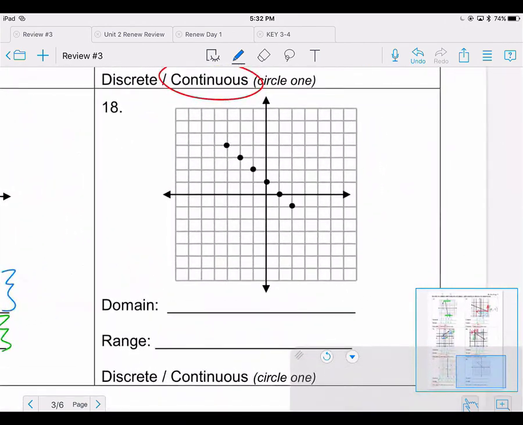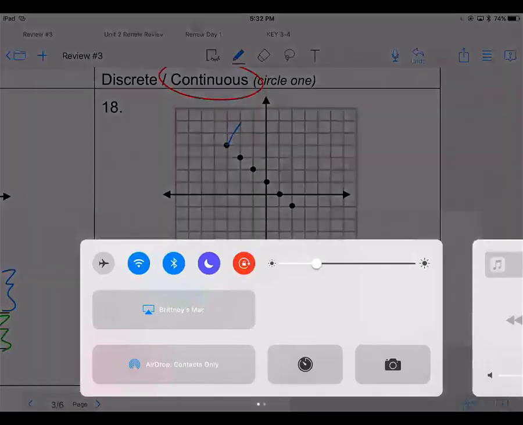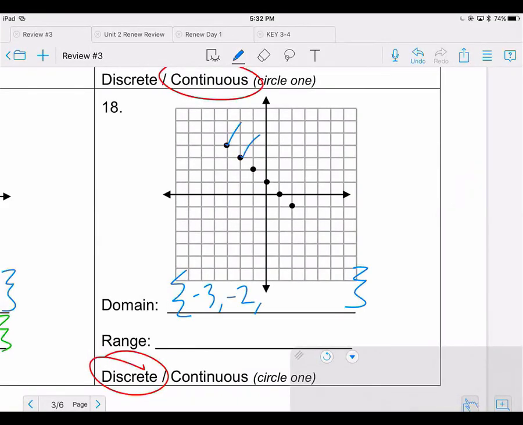On problem 18, we have the same thing with different points, but we have very discrete points. So I'm going to go ahead and circle that. I can tell that they are discrete because there's no line between them. My domain is -3, -2, -1, 0, 1, and 2.